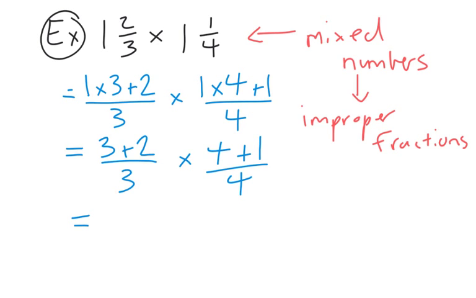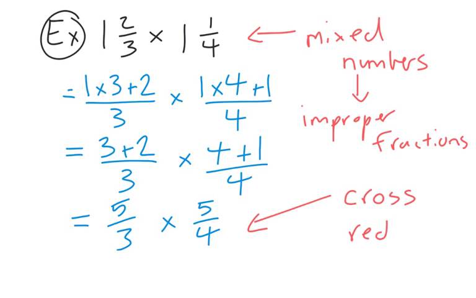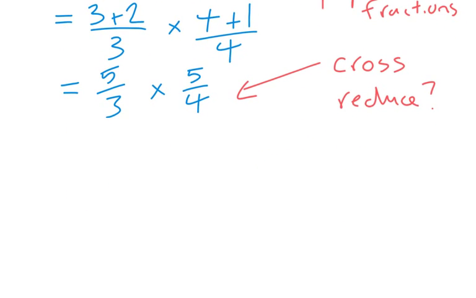So let's go ahead and add this up. 3 plus 2 is 5. 3 remains the same. 4 plus 1 is 5, and the 4 remains the same. At this point, you can ask yourself, am I able to cross-reduce? Now, just looking at these numbers, I can already tell that you cannot cross-reduce. So we are going to stick with method 1 for the rest of this question.